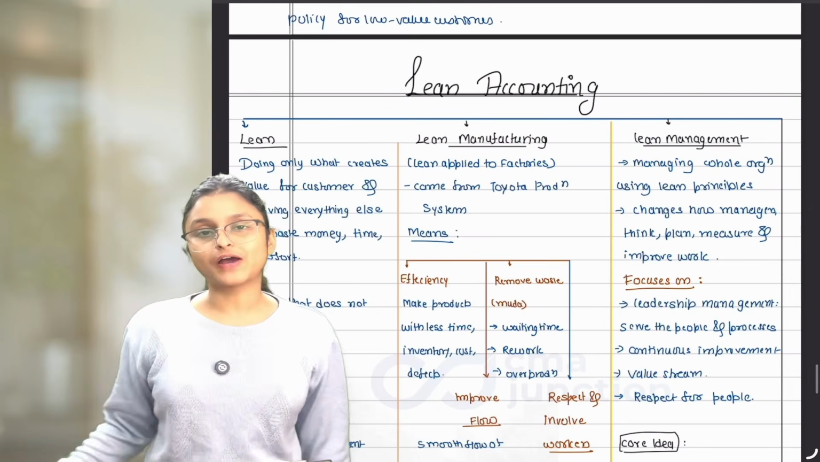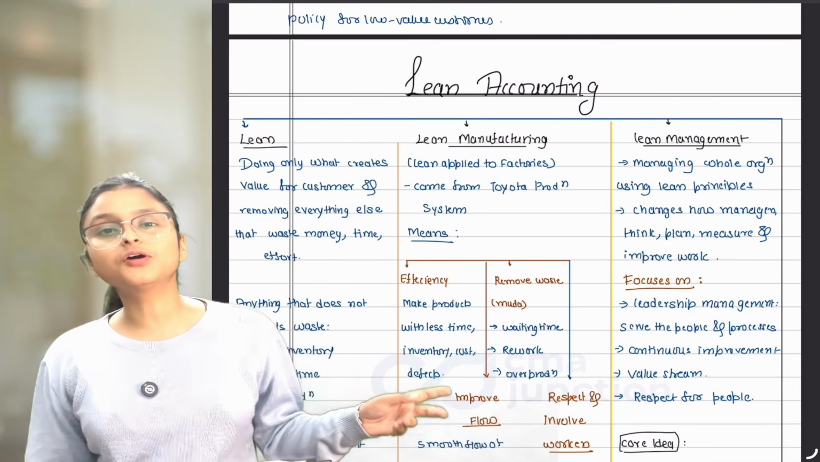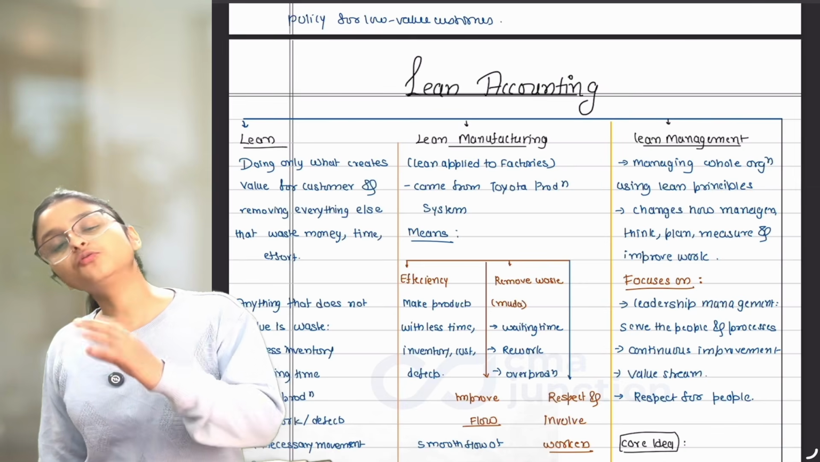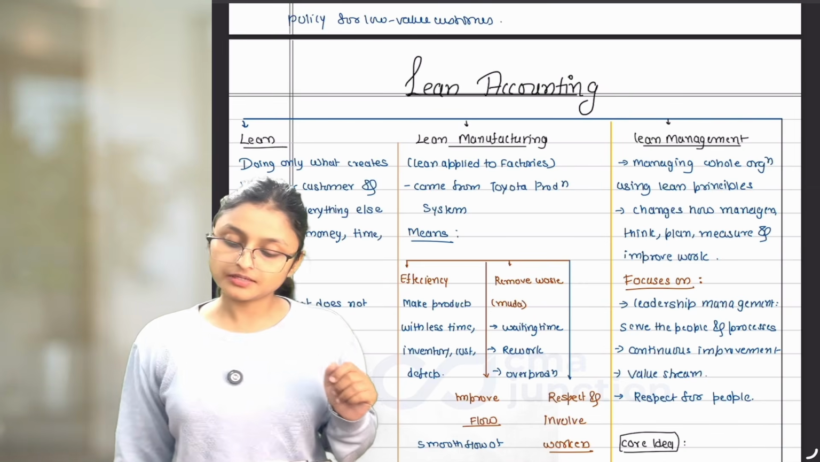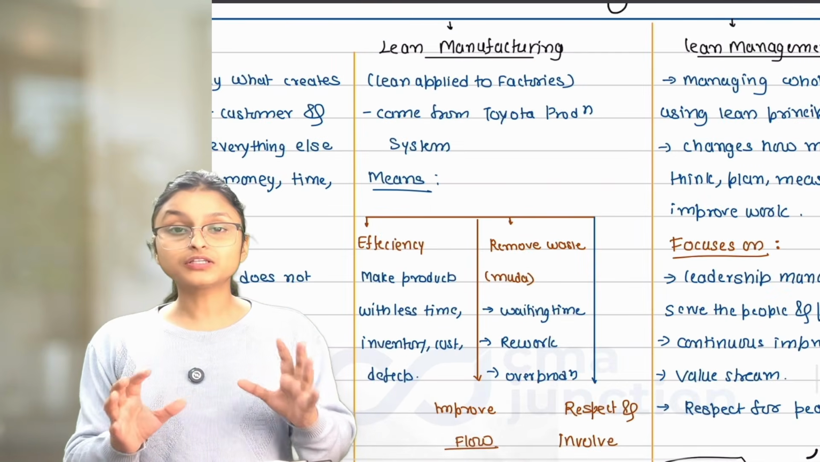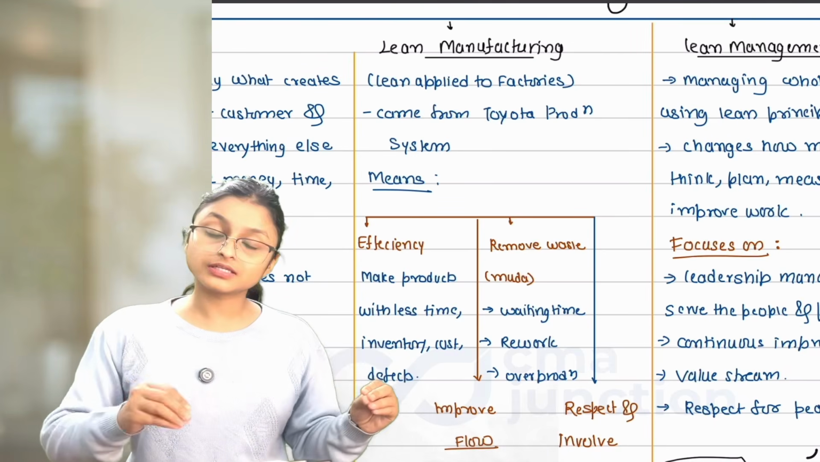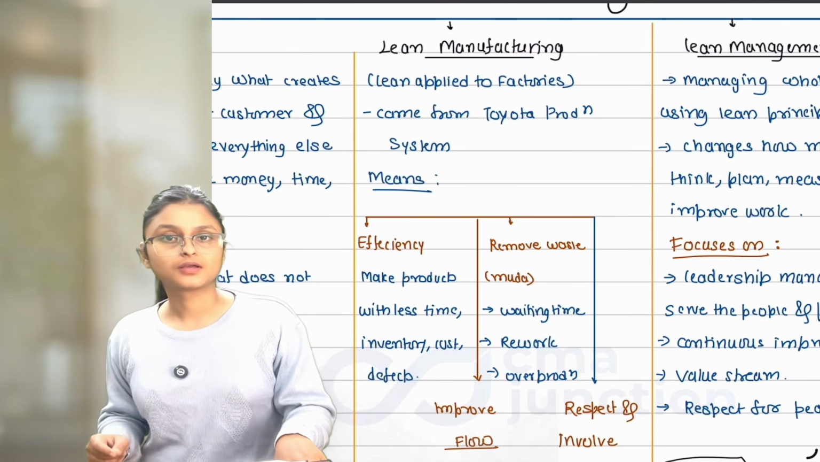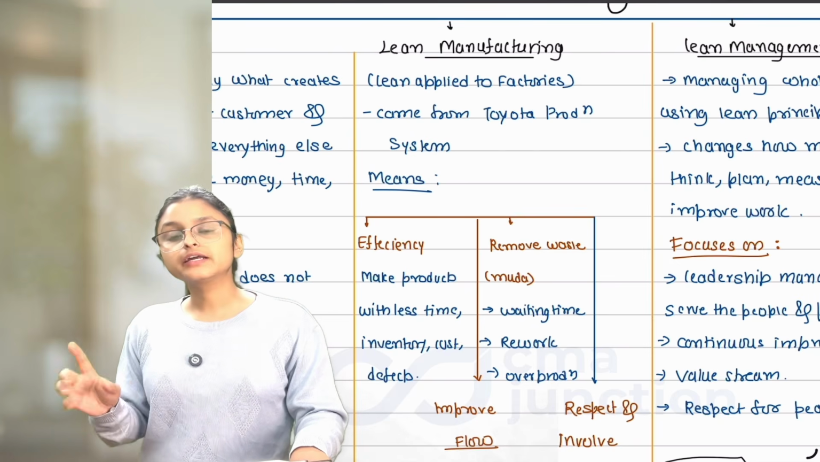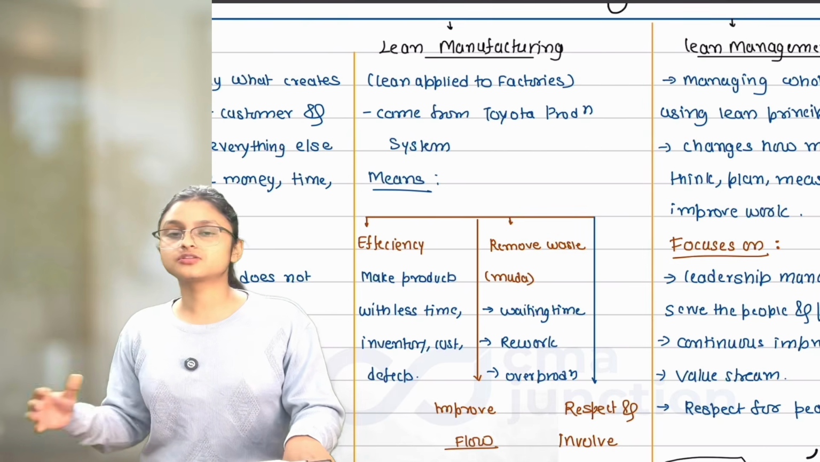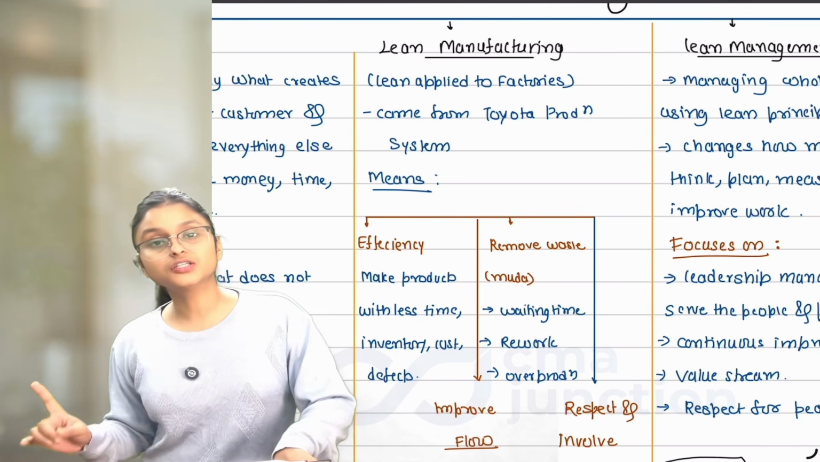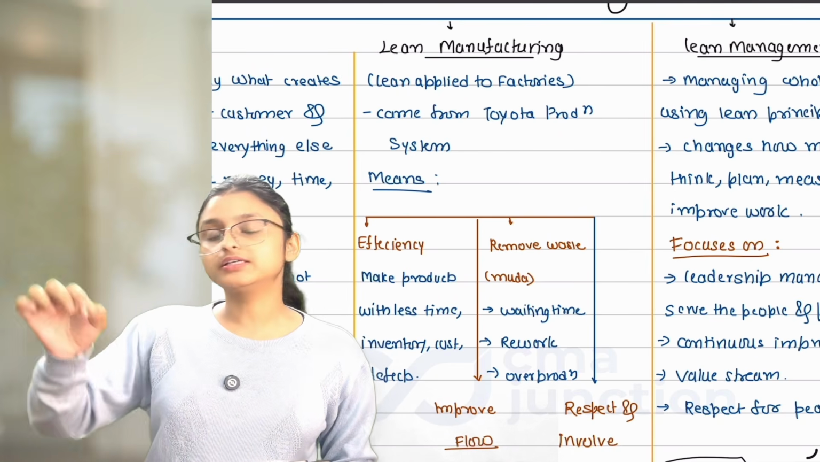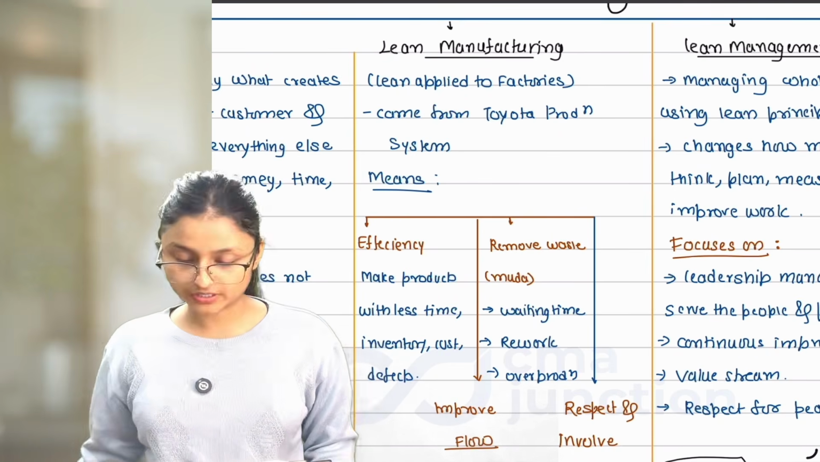Next is lean manufacturing. When this lean system of doing only what the customer values is applied to factories, it will be known as lean manufacturing. The first time lean was used was in the manufacturing system, in the Toyota production system. After that, it was applied to entire businesses or entire functions. But first it became applicable in manufacturing and only then was it applied over the whole organization.